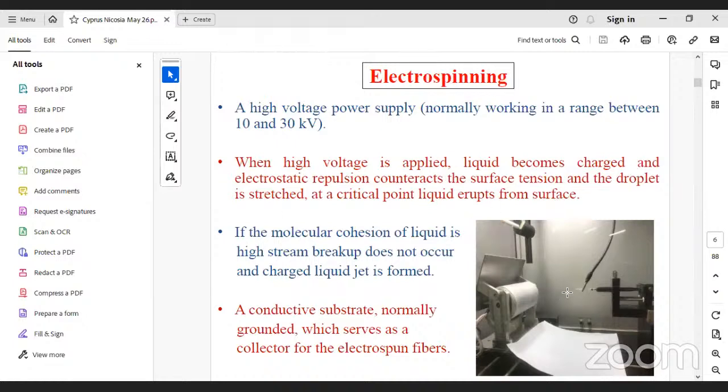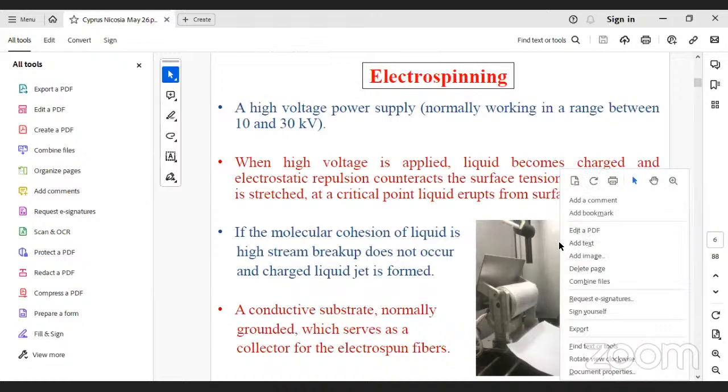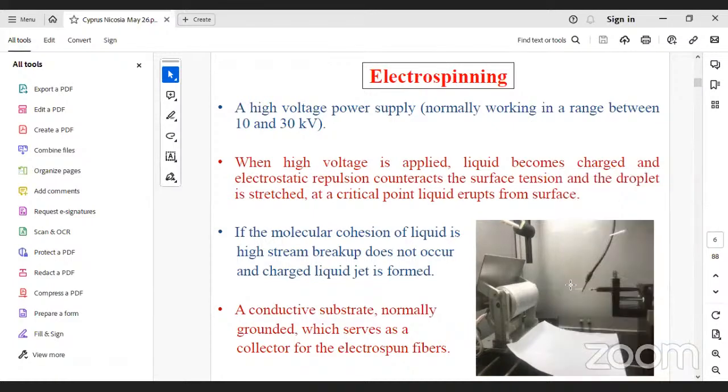stretched. Whatever droplet comes from this particular point, this is the point from where the droplet comes, it gets charged and stretches, and at a critical point, liquid erupts from the surface. If the molecular cohesion of the liquid is high, stream breakup does not occur and a charged liquid jet is formed.